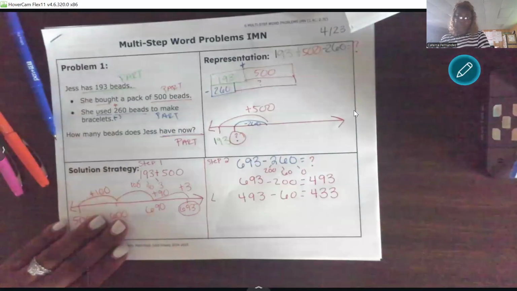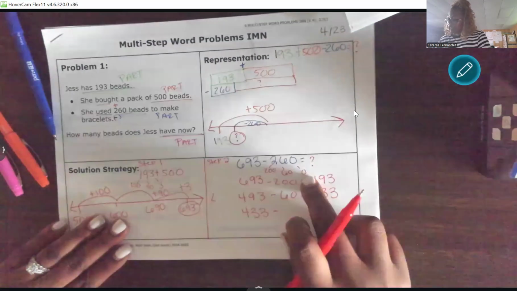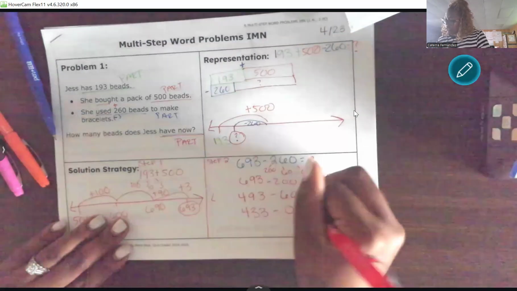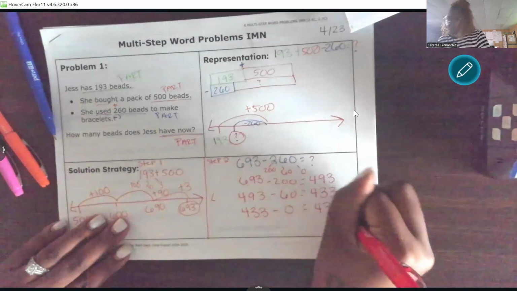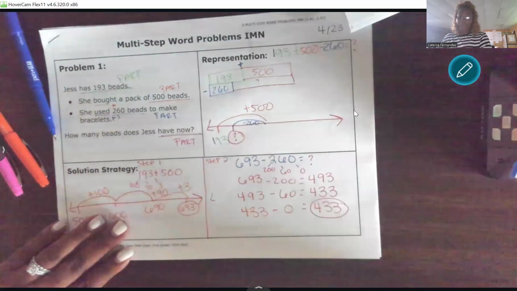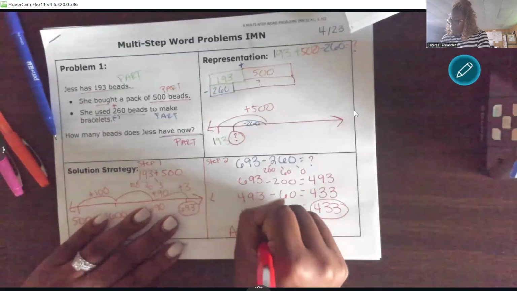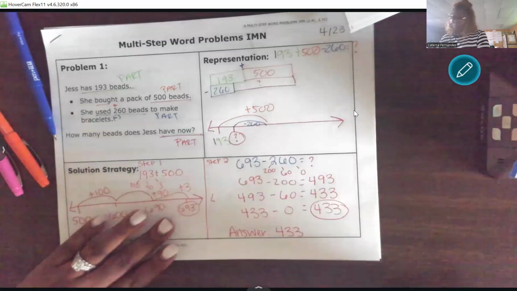And then there's no ones, but I'll just put it here so that they know. 433 minus their 0 ones is going to still give us 433 in the end. They're going to circle that. And on the bottom, they're going to write answer 433.